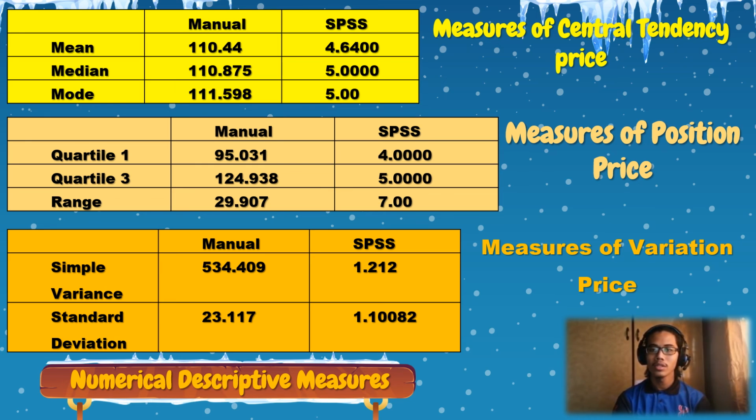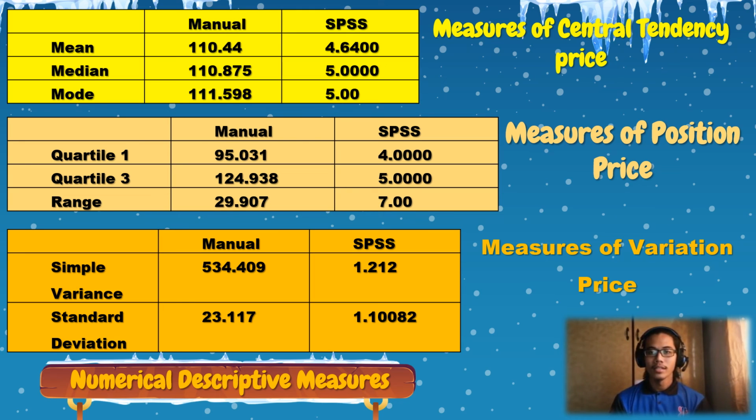Meanwhile, the values found using the manual method are different. The mean value is 110.44, the median value is 110.875, and the mode value is 111.598. The mean, median and mode show different results because SPSS could not read the data accurately.